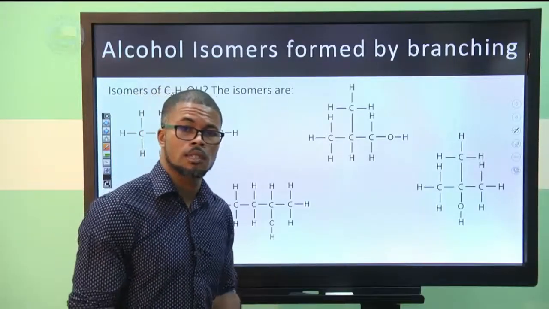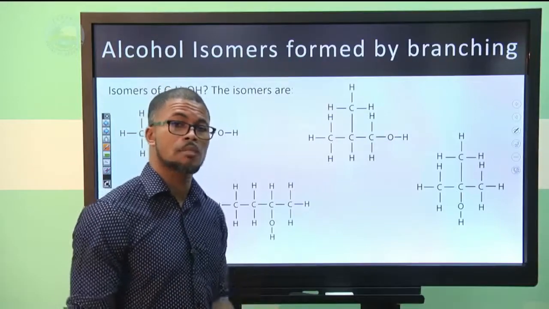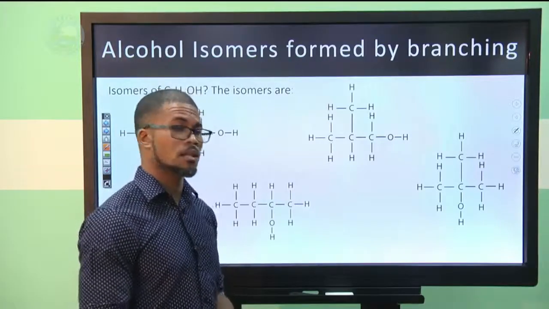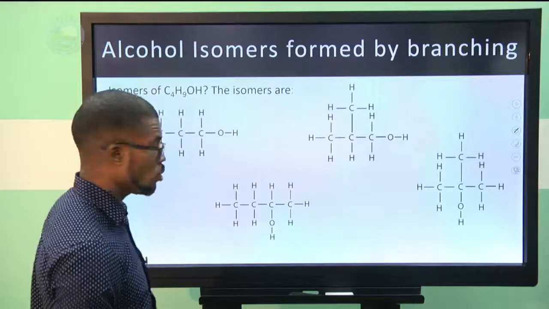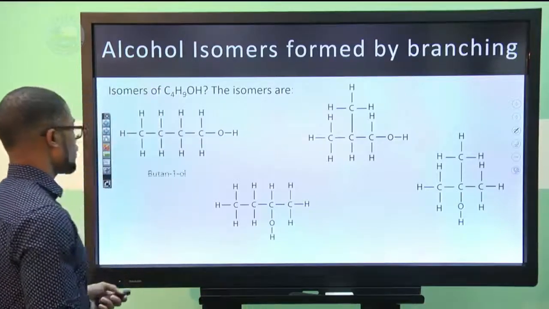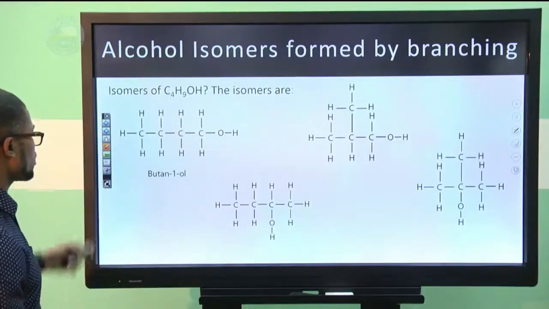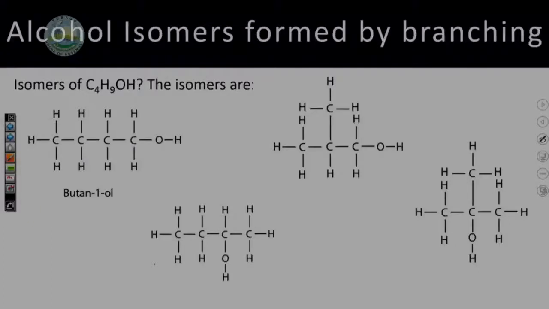What are the names of these isomers? They are not the same, so they're going to be named differently. The molecular formula, C4H9OH, would be the same, but the names are going to be different. The first one we call but-1-ol. The second we call butan-2-ol. The third we call 2-methyl-propan-1-ol. And the fourth we call 2-methyl-propan-2-ol.